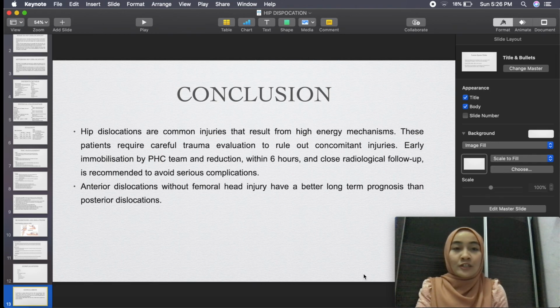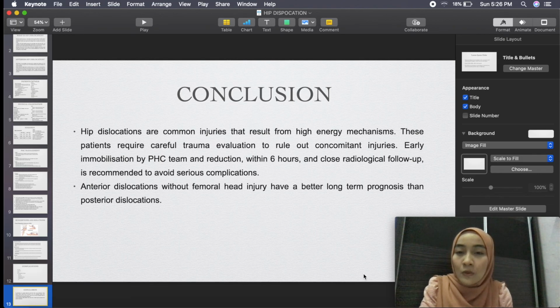Okay, for conclusion, hip dislocation is a common injury that results from high energy mechanism. This patient requires careful trauma evaluation to rule out concomitant injury. Early immobilization by the PHC team and reduction within 6 hours plus close radiological follow-up is recommended to avoid serious complications. Anterior dislocation without femoral head injury has a better long-term prognosis than posterior dislocation.